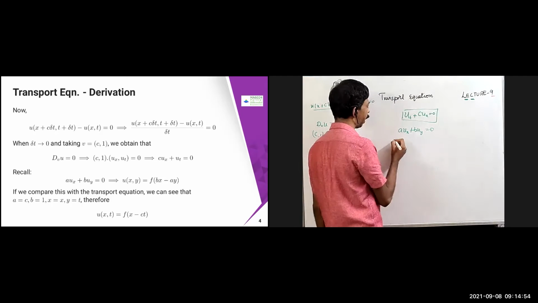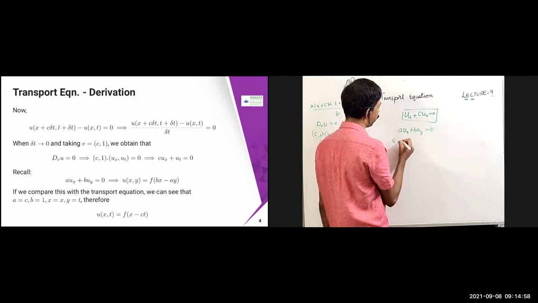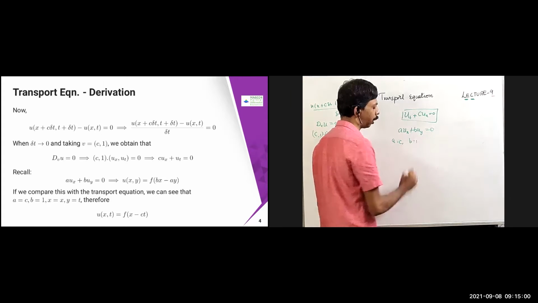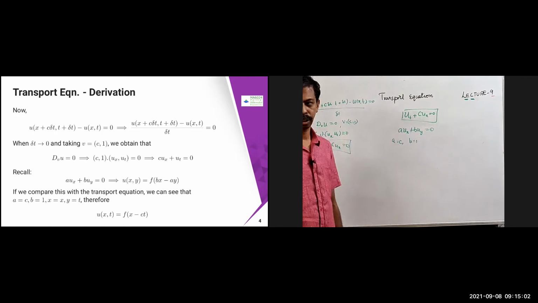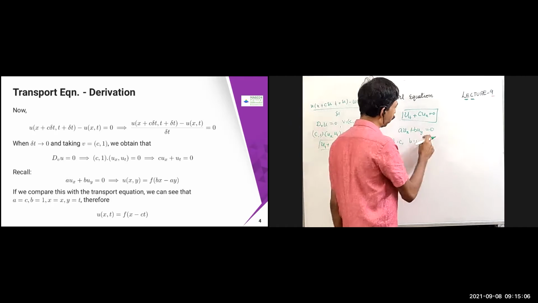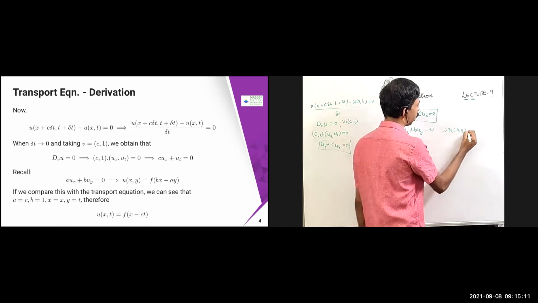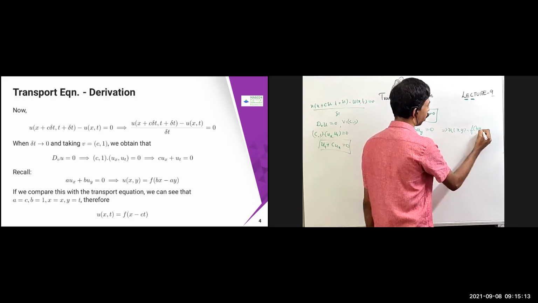Here a is nothing but c, and b equal to 1, I'm going to take it. So the answer for this one we have already seen: this is going to have u(x, y) equal to f(bx minus ay).